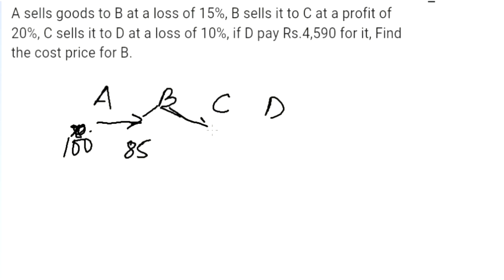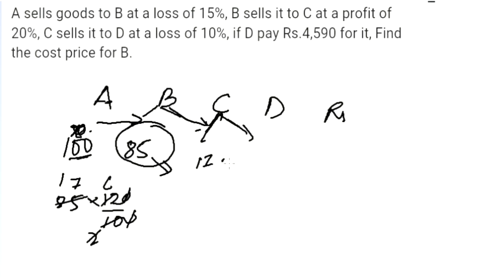The selling price of B becomes the cost price of C. So B sells at a profit of 20%. Like I said, if it's profit, do this. Simple, 5 2s are 10, 5 1s are 5, 2 6s are 12, right? So 6 by 7 is how much?